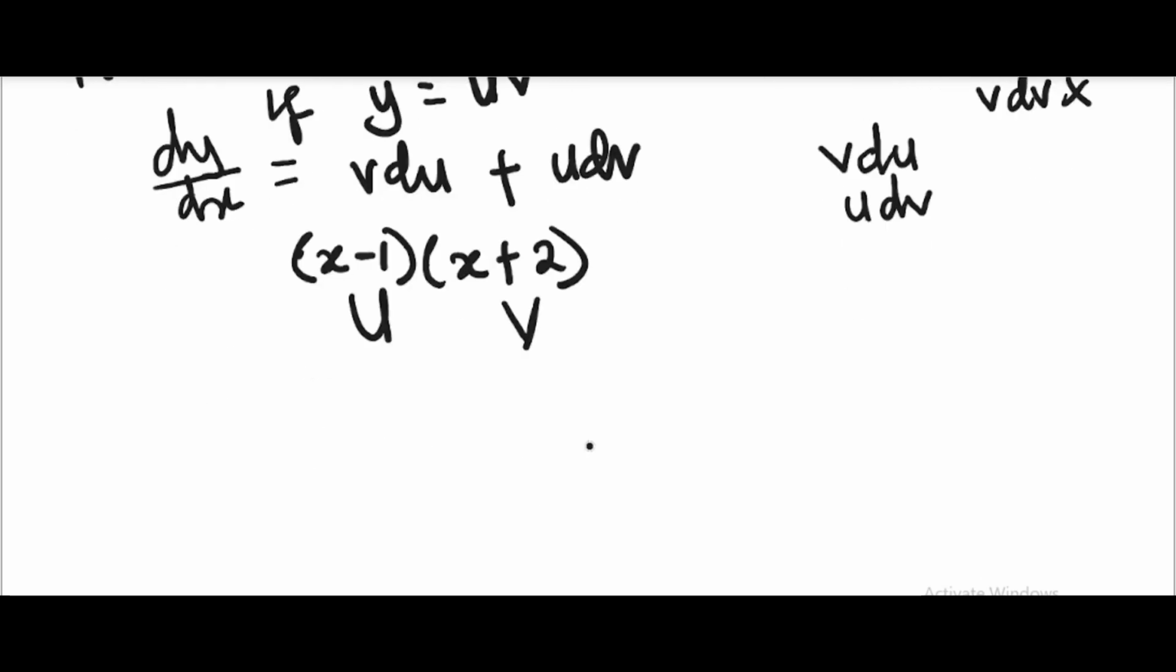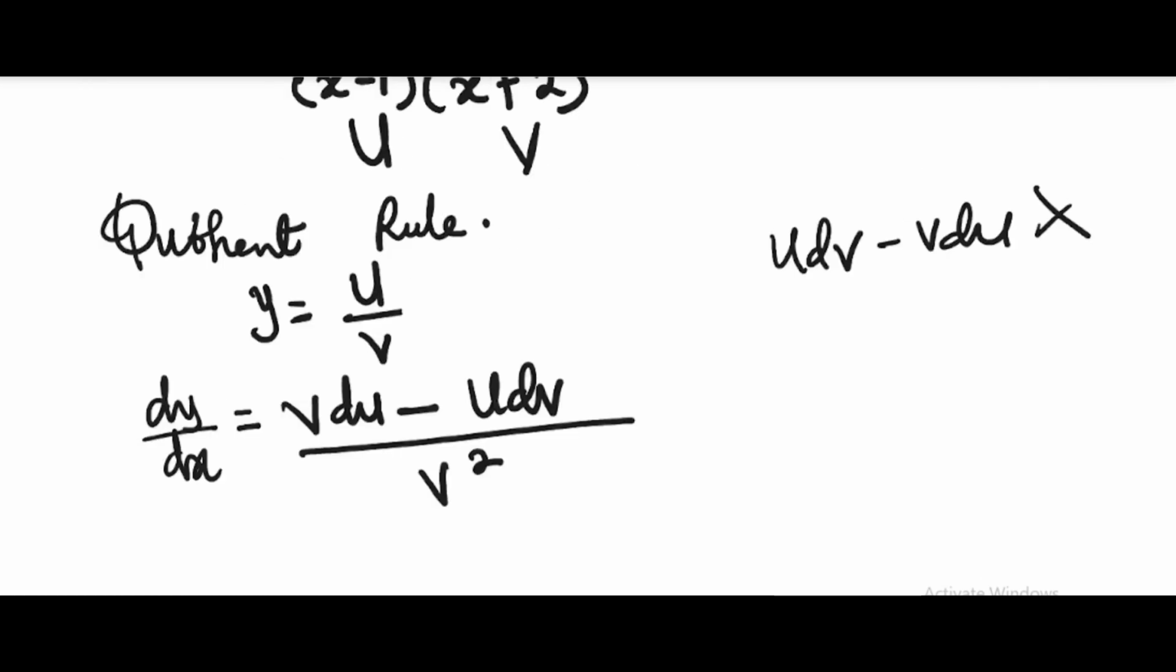Then the last is the quotient rule. Here it is v du first, and the other way around will be wrong. If it were addition, as in the product rule, whether you do v du before u dv, whichever way you do it, you will still be right. But for the quotient rule, it is v du minus u dv.